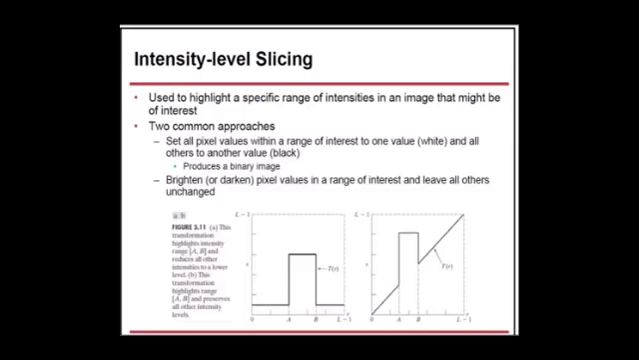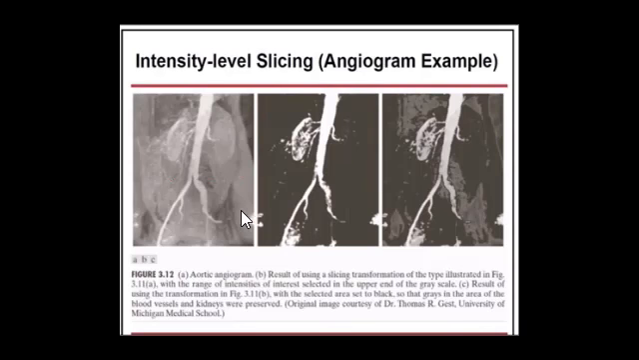Let's see one such example. See this image of this figure. In the middle image, the area of interest shape is enlightened and the other is made dark. So the required object is made white and the others are made dark.